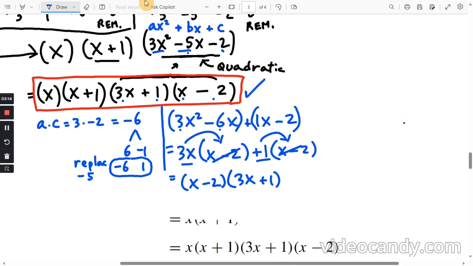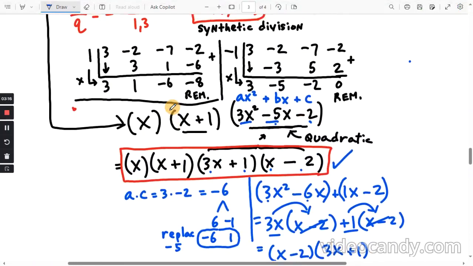In all of these problems, you want to break it down until you get a quadratic. That's a quadratic when the leading exponent is a 2. Once you get a quadratic, you can factor it with regular factoring, factoring by grouping, or the quadratic formula.